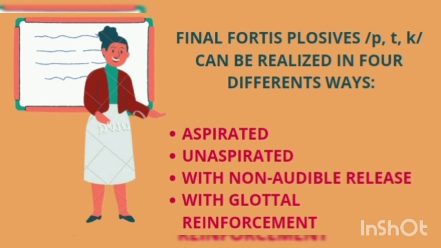In addition, we will know that the final fortis plosives can be realized in four different ways: in an aspirated way, in an unaspirated way, with non-audible release, and with glottal reinforcement.